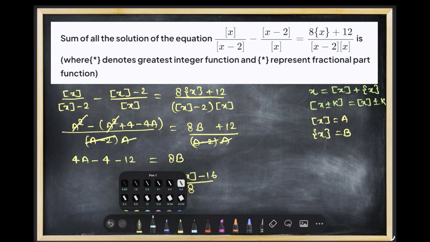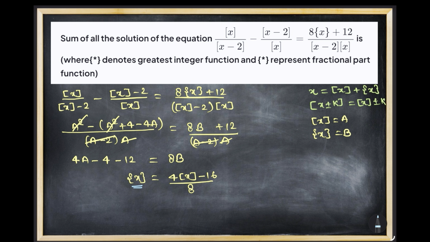Now you know that the fractional part function ranges from 0 to 1. So this means that the RHS component will also range in that value. So 0 is less than or equal to (4[x] minus 16) by 8, which is less than 1. Can I multiply all sides by 8? So 0 is less than or equal to 4[x] minus 16, which is less than 8.